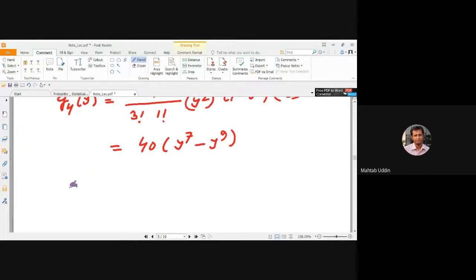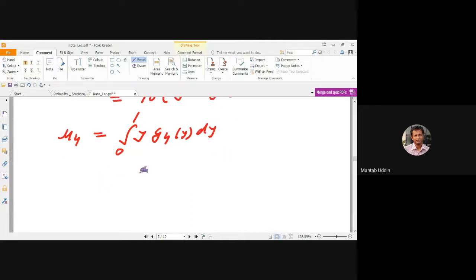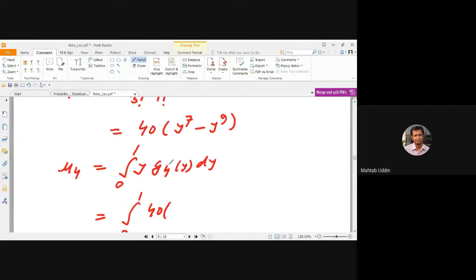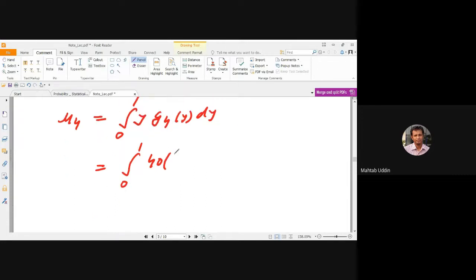So mu4. What is mu4 here? Mu4 is 0 to 1, given A to B. A is 0, B is 1. Integral from 0 to 1 of y g4(y) dy. So it will be 0 to 1, 40. Actually, g4 is y^7, but here is another y. So it will be y^8 minus y^10, dy.